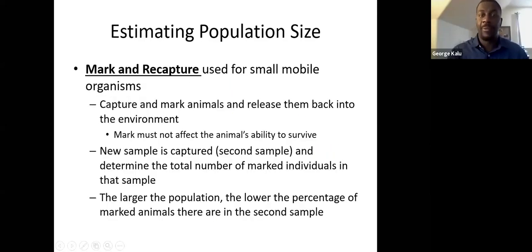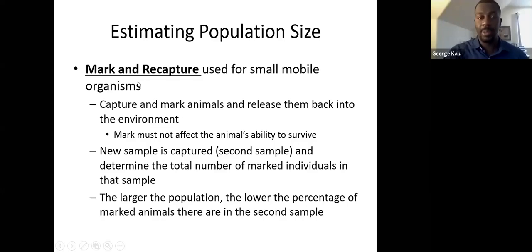Now, if we were looking for mobile organisms like squirrels or things like that, then we're going to use another technique called mark recapture. Quadrats are not going to be useful for this technique because you have organisms moving from location to location. So instead, we're going to use a technique called mark and recapture.